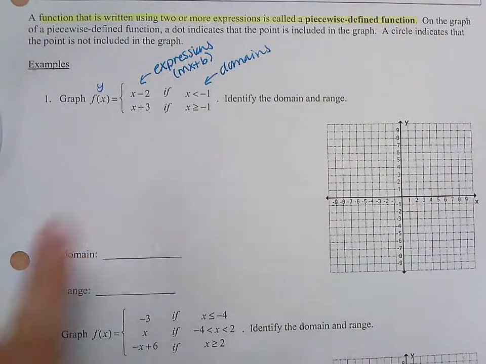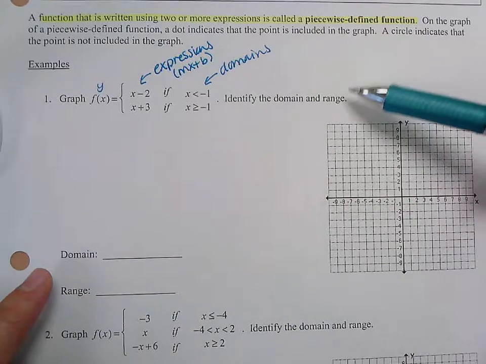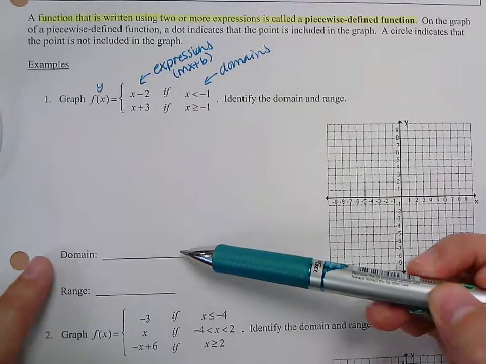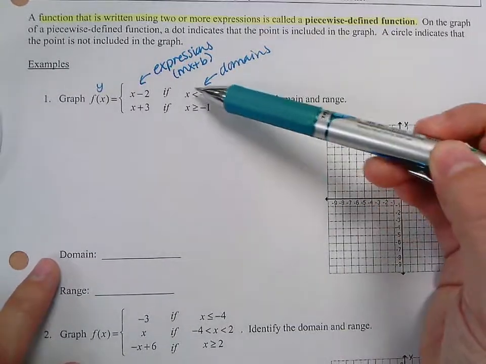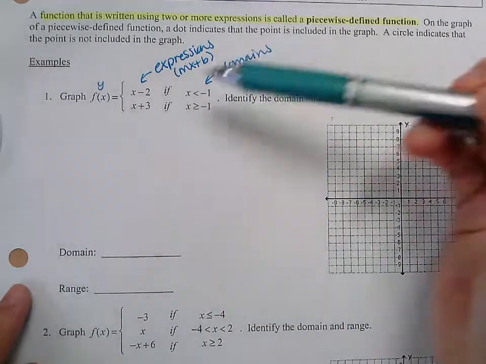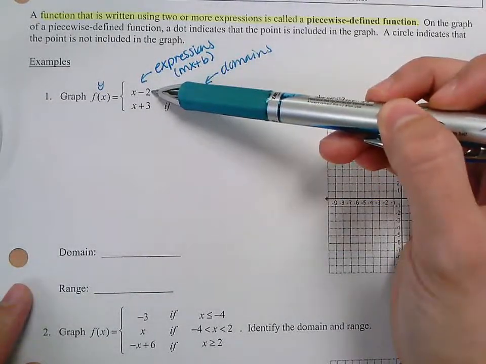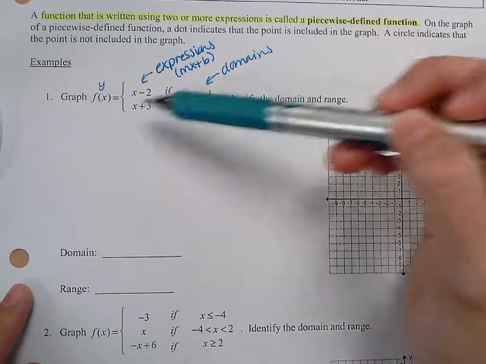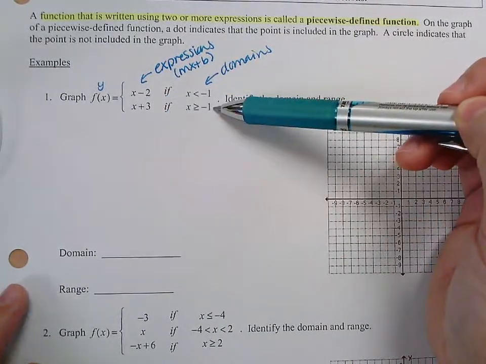It is not what you list for the final answer though, because notice we're graphing and giving the domain and range. So for the domain down here, we're not just listing these; you're finding the domain of the entire thing. So this means for this one expression, this is the domain. For this expression, this is the domain.